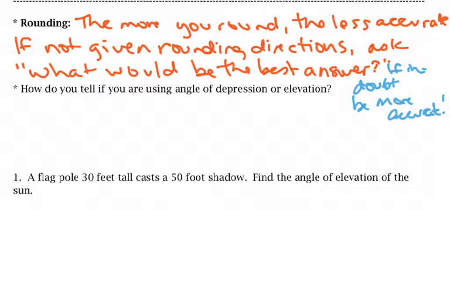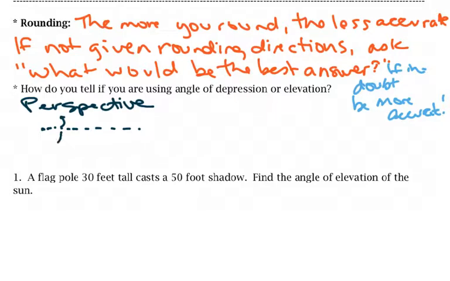The second thing that we need to talk about is how do you tell if you're using an angle of depression or elevation? Remember that this all has to do with perspective. Your perspective is from eye level. Wherever eye level is, there's a horizontal line that goes across. Are you going to look up? Then that would be an angle of elevation. Or are you going to look down? That would be an angle of depression. So the question is, are you looking up or down? And remember that it's based on the horizontal line of sight.